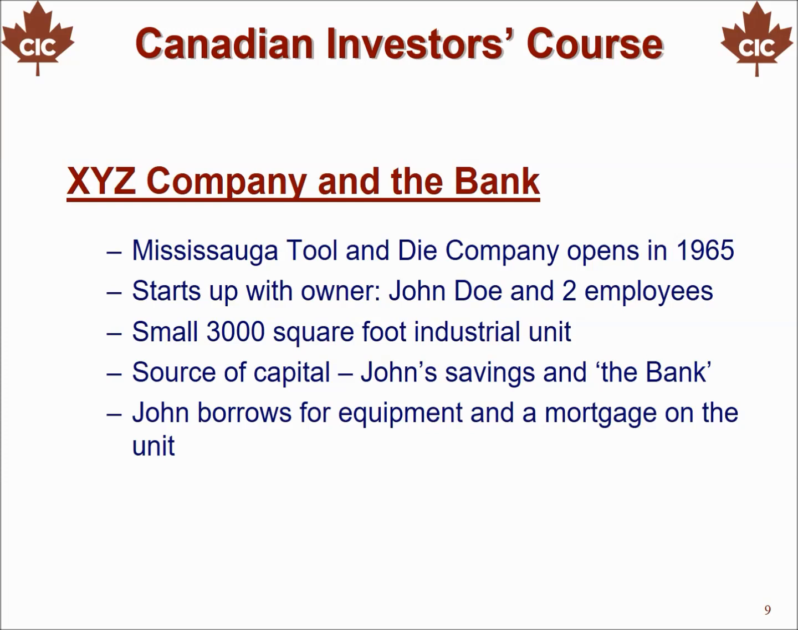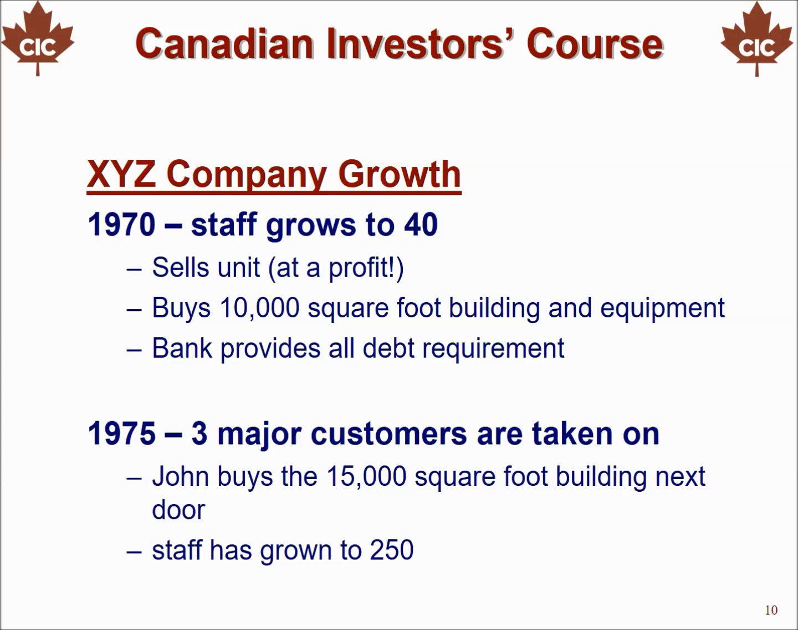Next, let's look at it in 1970. It's grown to a staff of 40. John sells the unit at a profit, buys a 10,000 square foot building and equipment. The bank provides all the debt requirements. They've known him now for a while. In 1975, 3 major customers are taken on. John buys the 15,000 square foot building next door. Staff grows to 250 people.